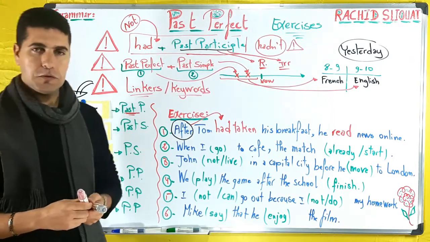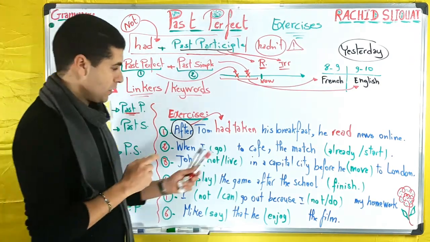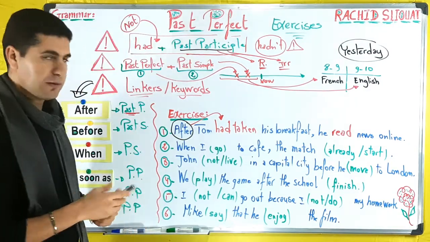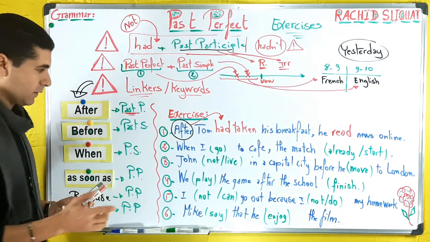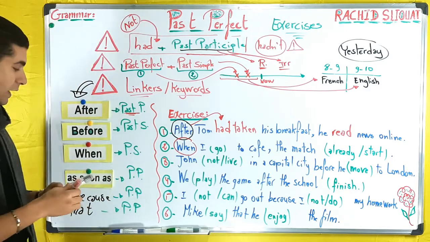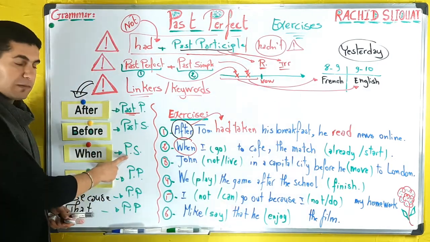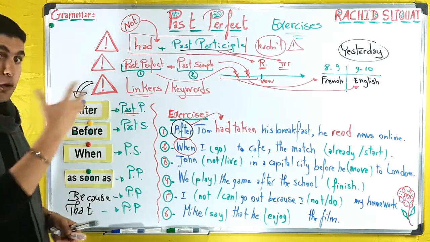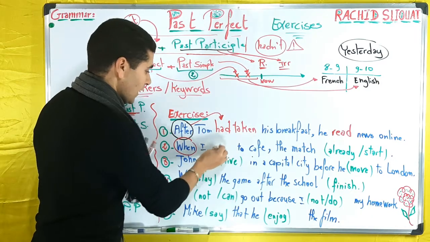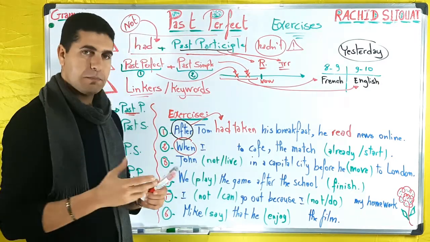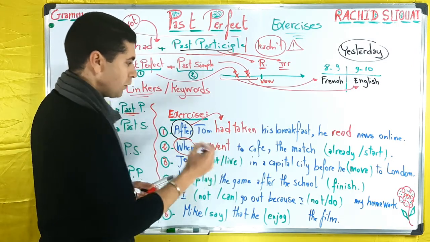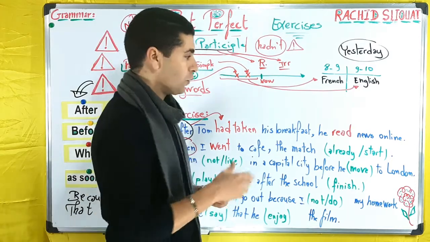All right, let's go to number 2. When I go, the verb go to cafe, the match already starts, okay? Any keyword? Do we have any keyword here? Yes, we have the keyword when, okay? Look at when. When is followed by the past simple. So automatically, this verb is going to be in past simple. So what is the past simple of the verb go? It is went. So when I went to cafe, the match already starts.